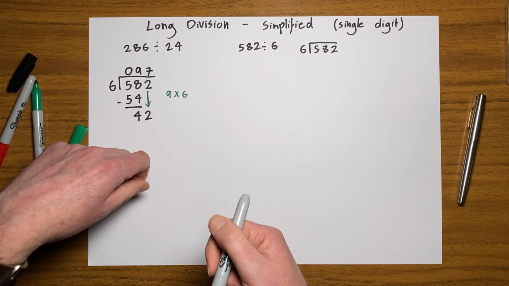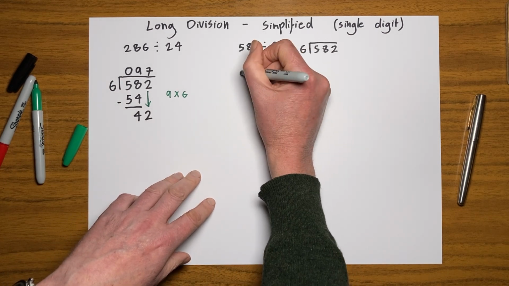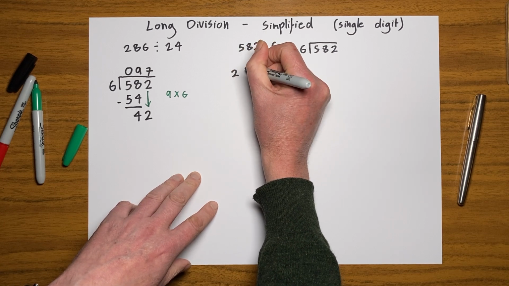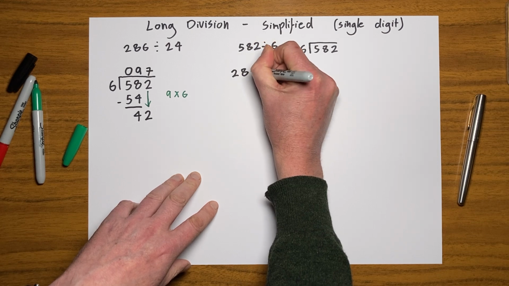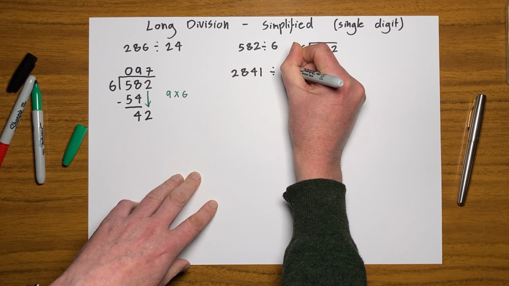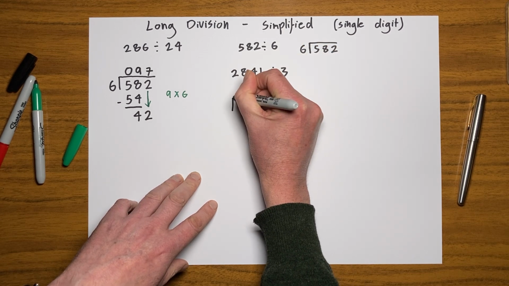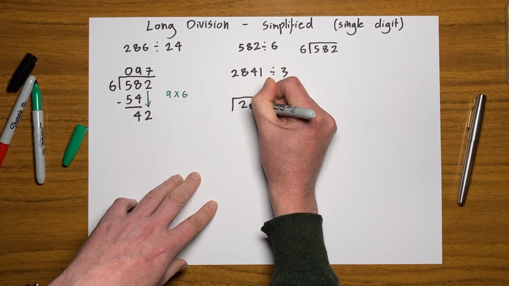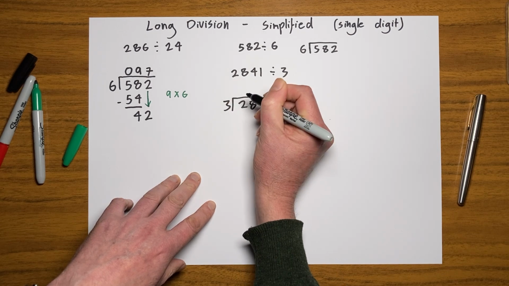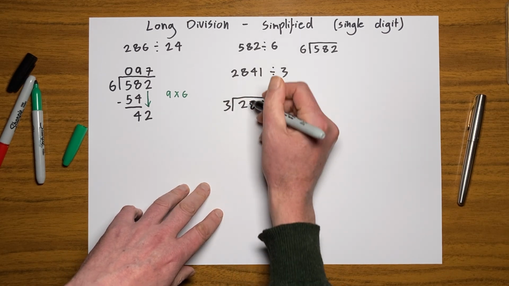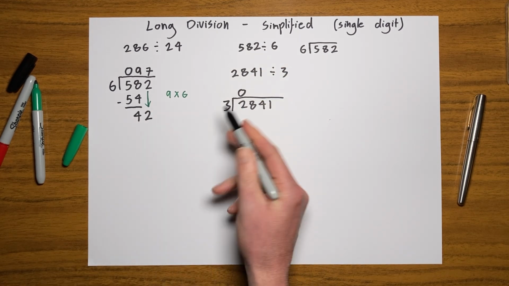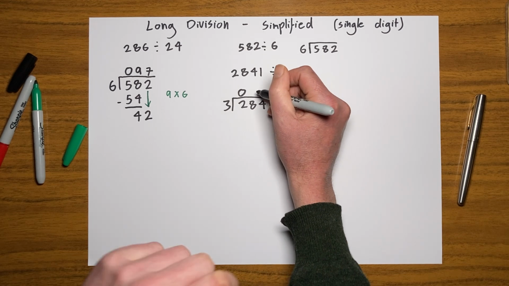Right, let's do another one. Let's do 2,841 divided by 3. So, first of all, let's set it up correctly. So, I'll write 2,841 here, and I'm going to put 3 on this side. Let's go for it. How many 3s in 2? None. How many 3s in 28? Well, a bit like this one, 10 3s are 30, so it must be 9.